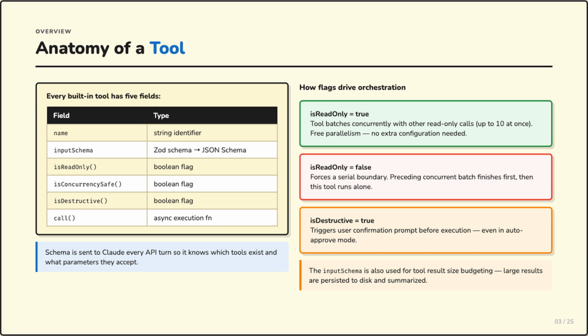Mark a tool read-only, and it automatically gets batched concurrently with other read-only calls, up to 10 at once. Leave it false, and the tool forces a serial boundary; everything before it must finish first. Is destructive triggers user confirmation, even in auto-approve mode. These flags are the primary orchestration lever.